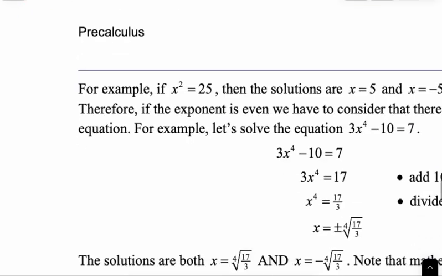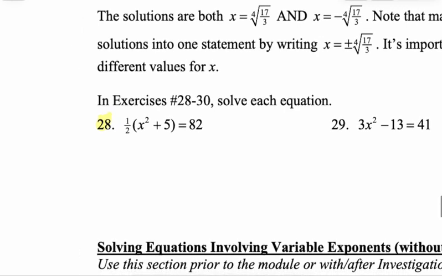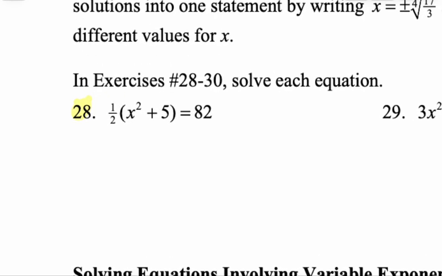Now if we could please jump to problem 28. Now for problem 28, it's the same sort of technique as before. We're going to isolate that variable just like always. Now I would suggest that we can immediately deal with the 1/2. Why not multiply by that common denominator?